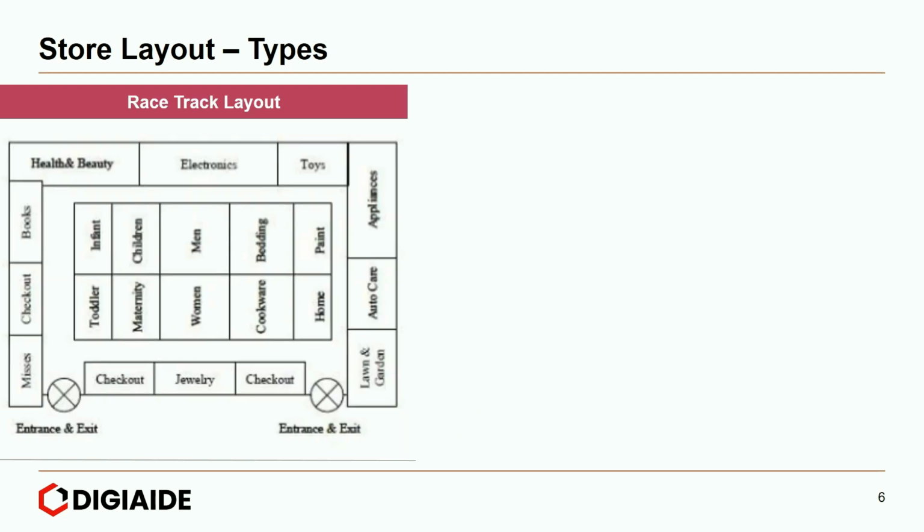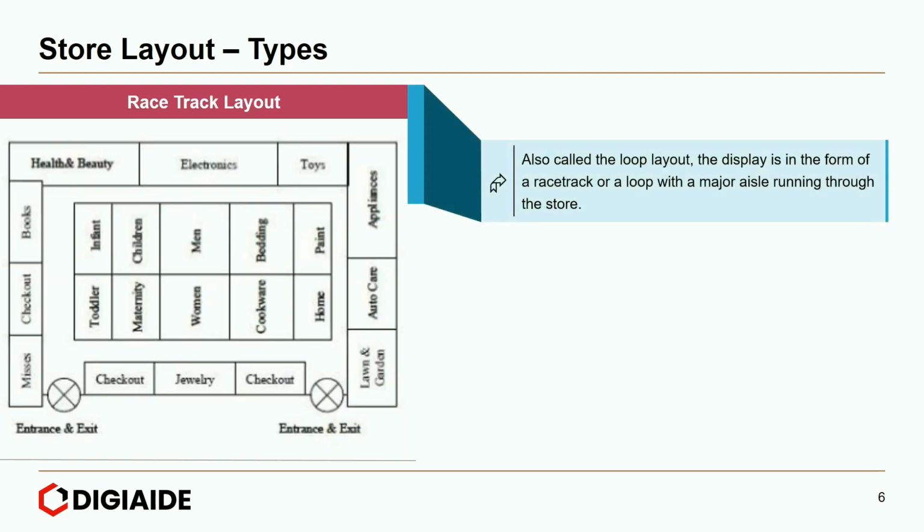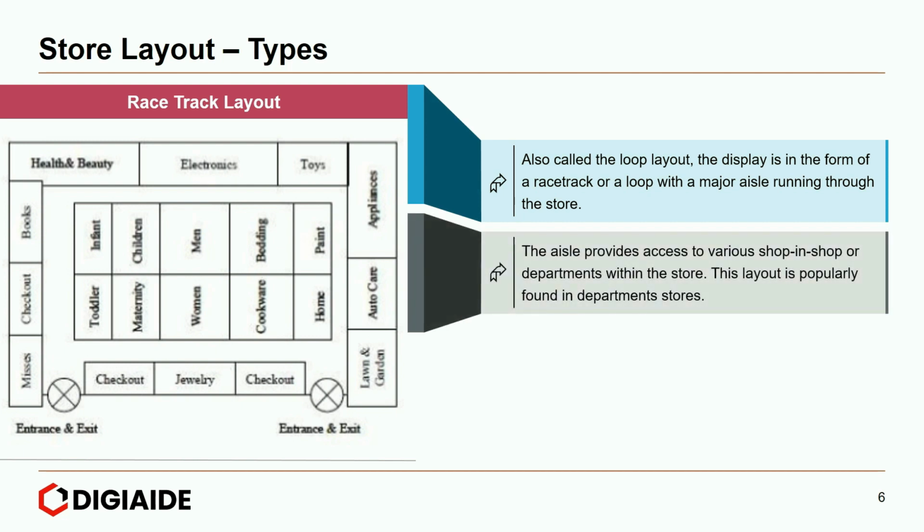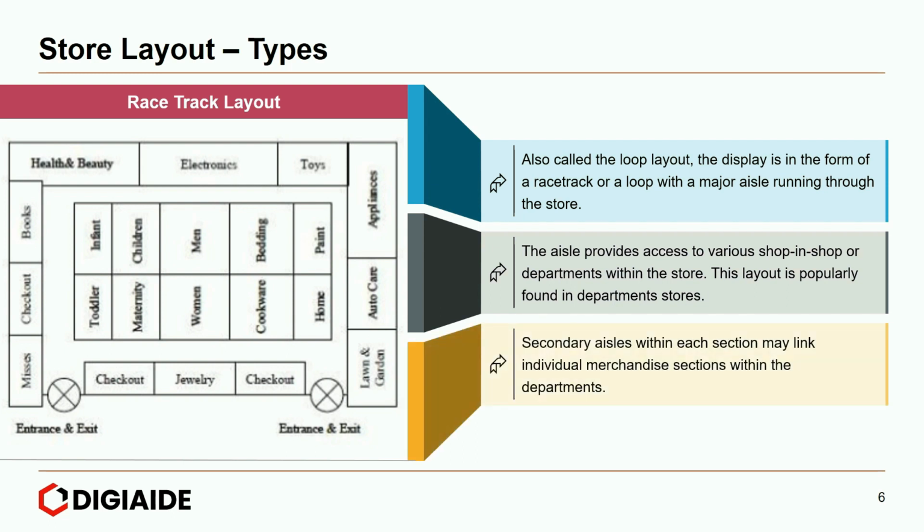The next one is a racetrack layout, also called a loop layout. The display is in the form of a racetrack or a loop with the major aisle running through the store. The aisle provides access to various shops or departments within the store. This layout is popularly found in departmental stores. Secondary aisles within each section may link individual merchandise sections within the departments.